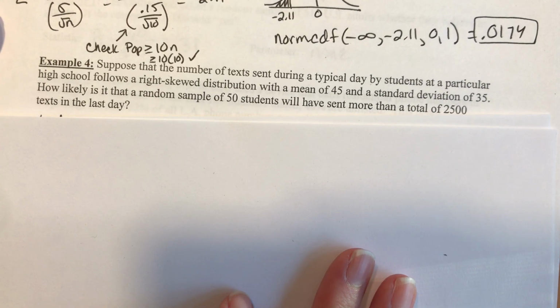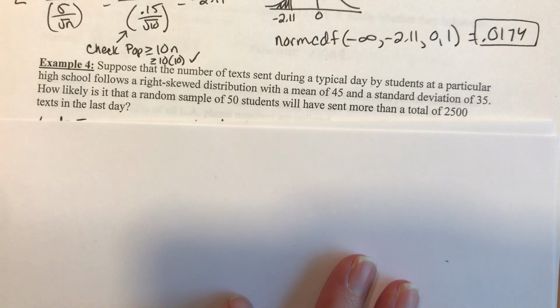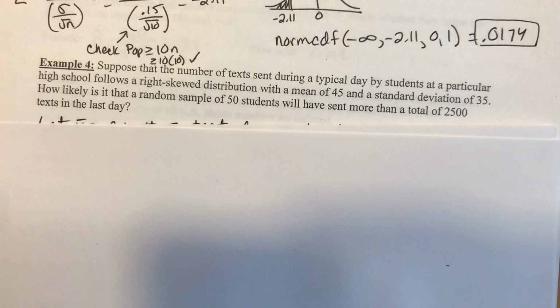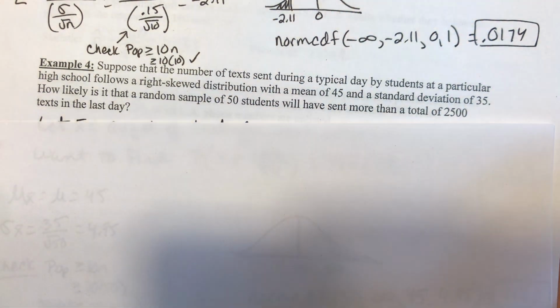So what I'd like you to do is number 4 on your own. Set it up, see what it's looking for. Be careful. Suppose that the number of texts sent during a typical day by students at a particular high school follows a right-skewed distribution with a mean of 45 and a standard deviation of 35. How likely is it that a random sample of 50 students will have sent more than a total of 2,500 texts in the last day?